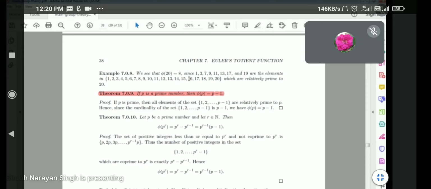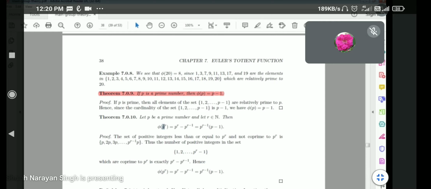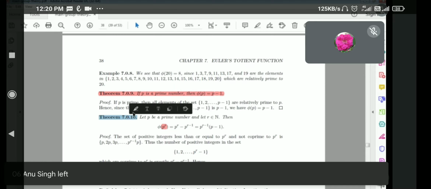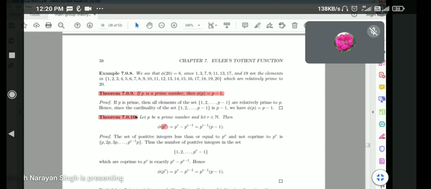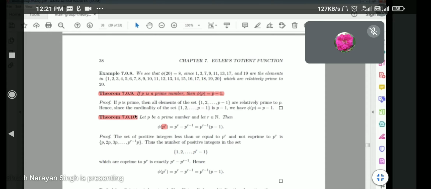And suppose that number is not a prime but a power of some prime, like p power r. If n is equal to p power r, then using the result quoted as theorem 7.0.10, we can compute the Euler phi function of that n. Phi of n is p power r minus p power r minus 1. This is nothing but taking the common factor p power r minus 1, so you get p minus 1 times p power r minus 1.